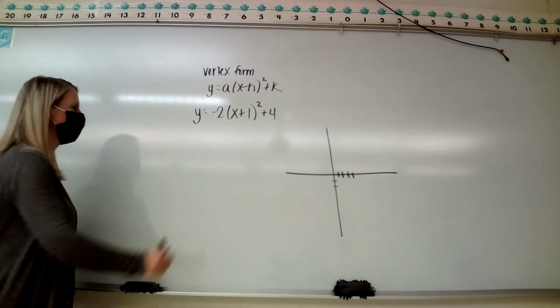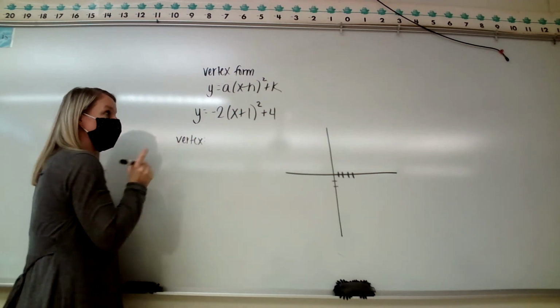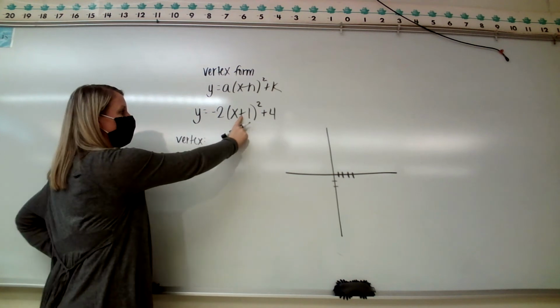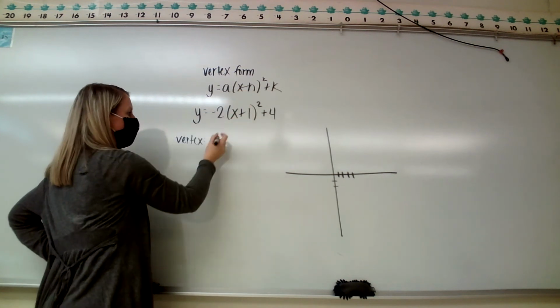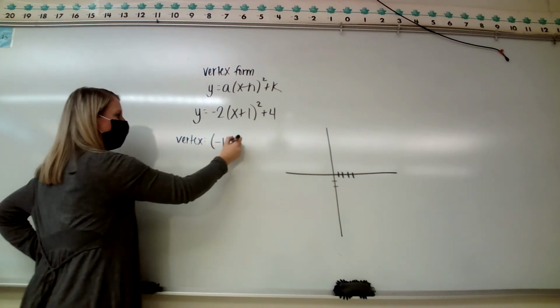Okay, sorry, same idea. What's the vertex? The vertex of this one, just be careful. Since that's a +1, it changed that sign. The x is actually -1, right? Always remember to do the opposite sign, and then 4.